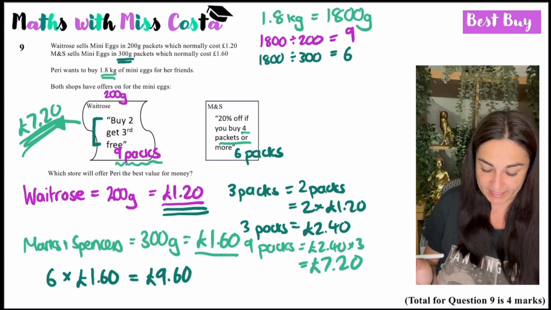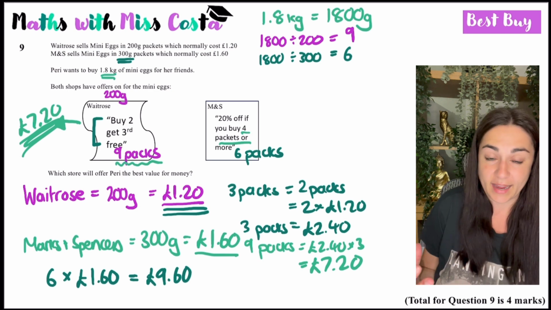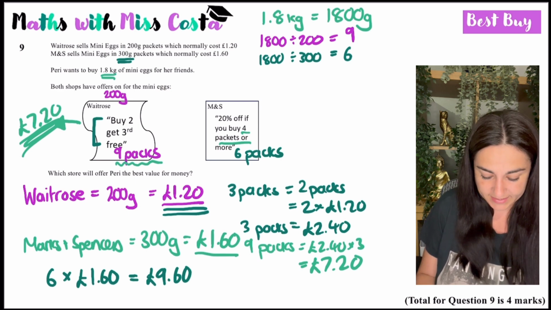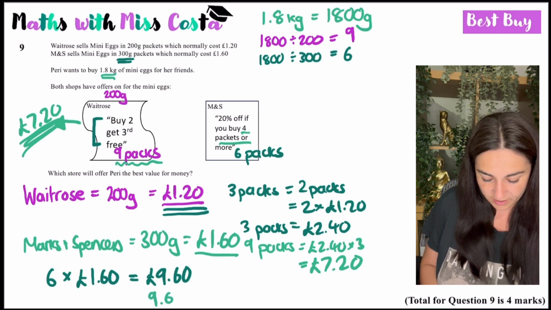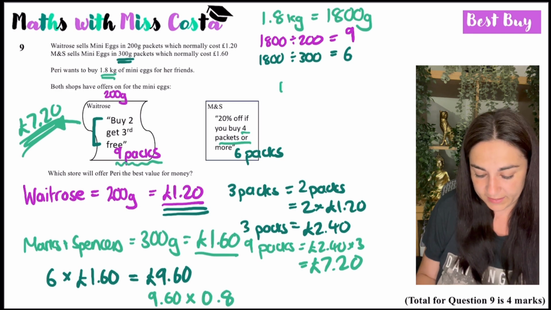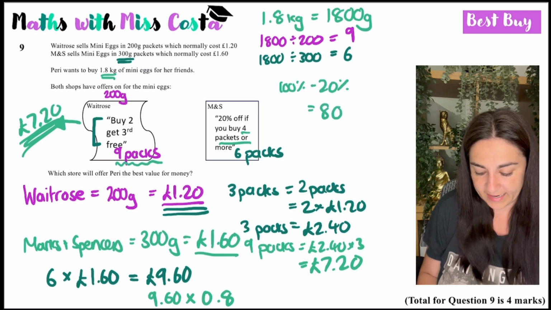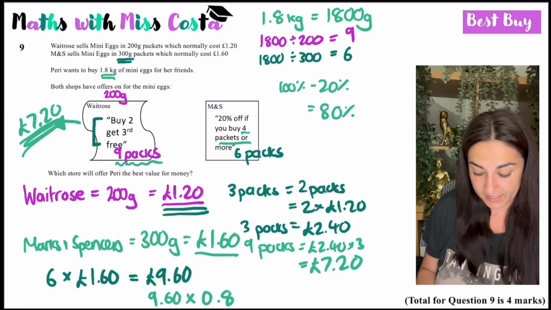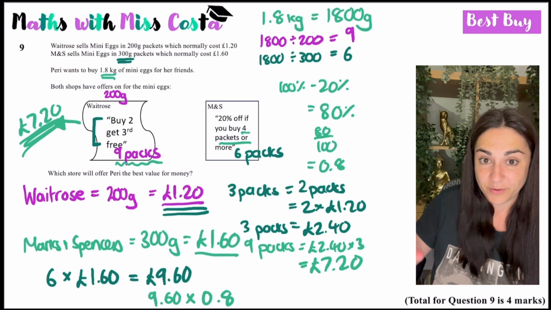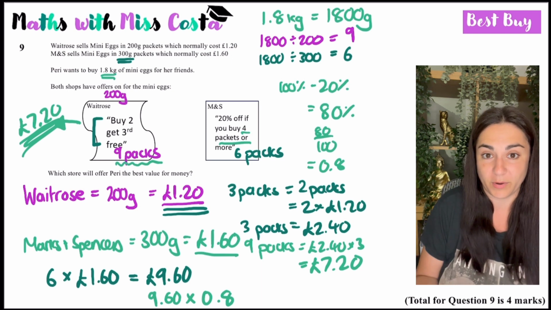So to get a 20% discount, depends how you do your percentages. You could work out 20% and then subtract it, or you could just times by 0.8. And the reason you're timesing by 0.8 is because if you started with 100% and you've got a 20% discount, you're left with 80%. So 80%, what does percent mean? It means out of 100, and so 80 divided by 100 is 0.8. That's the background knowledge as to why you multiplied by 0.8.